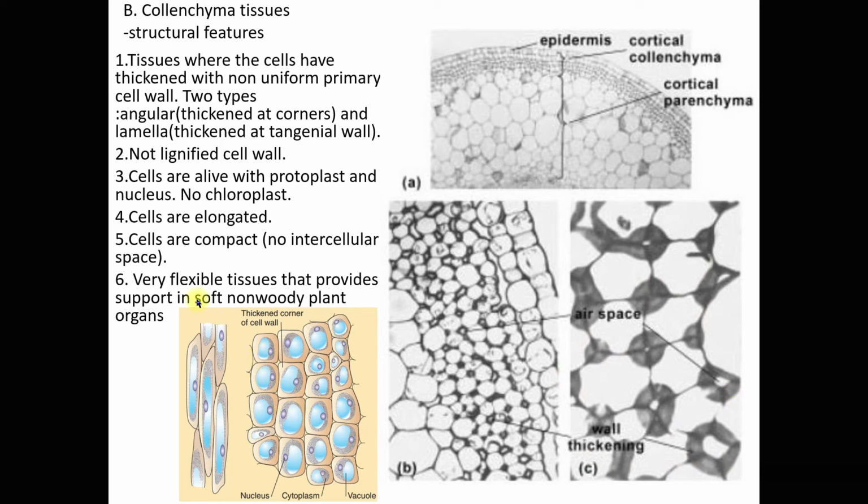Next, cells are elongated. This is the cross section. This is the longitudinal section of the cell. That's why the cells are elongated. When we do a cross section of the collenchyma tissue, we can't really see how elongated they are. But when we do a longitudinal section, we are able to observe that these collenchyma cells are elongated.